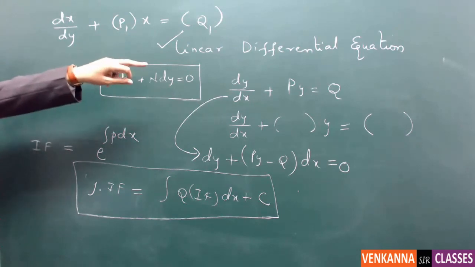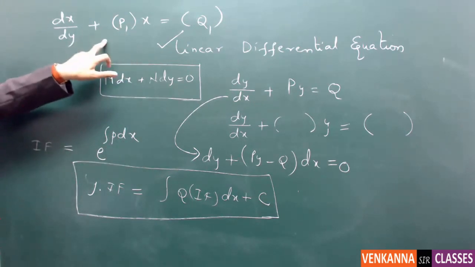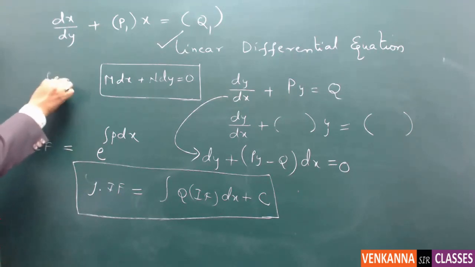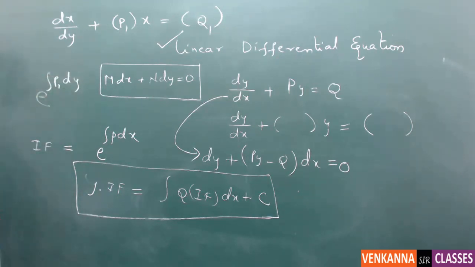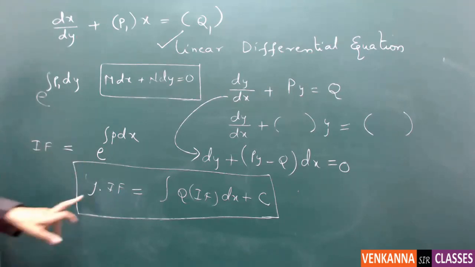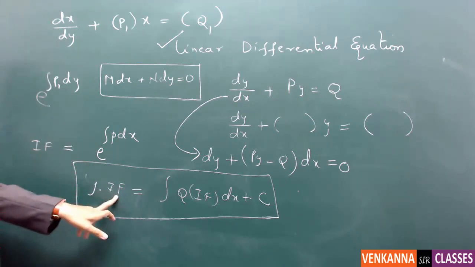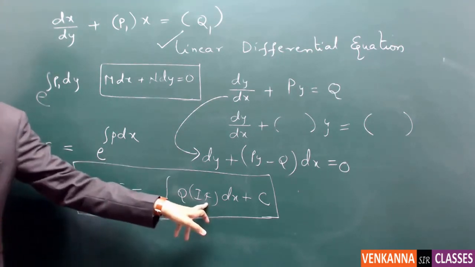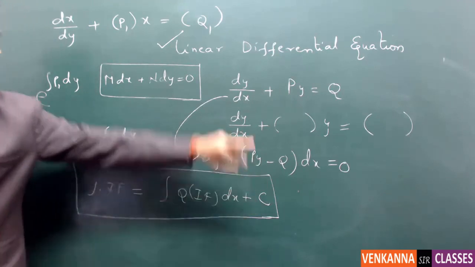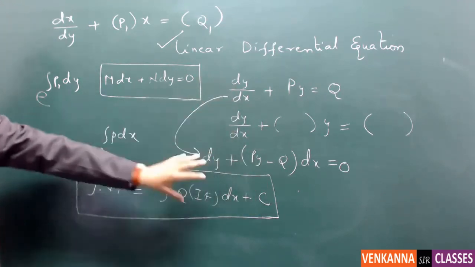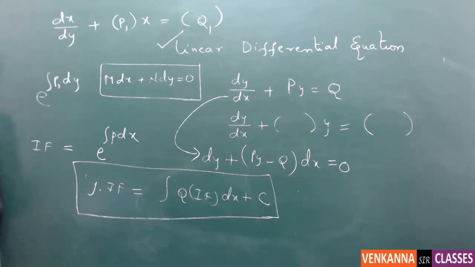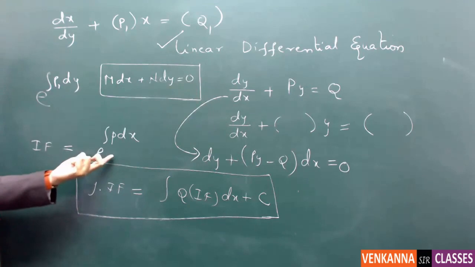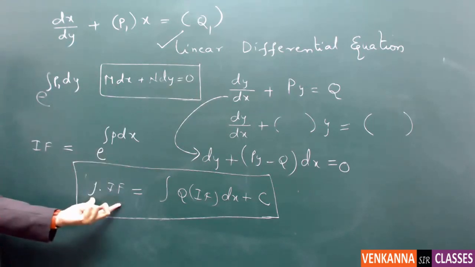So whenever the given equation is taken in this form, what will be the integrating factor? It is nothing but e power integral p1 dy. And what will be the general solution? X into integrating factor equals integral of q1 into integrating factor dy plus c. It is just the opposite to this case. So please note down the two formulae. When the equation is given in this model, this is the integrating factor and this is the general solution.